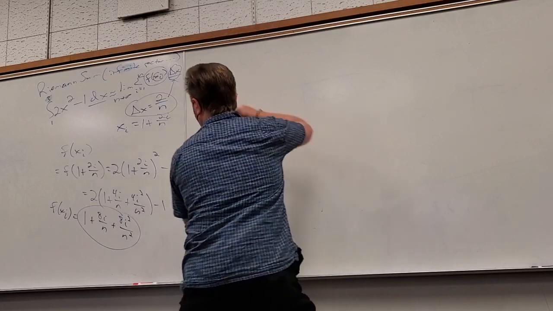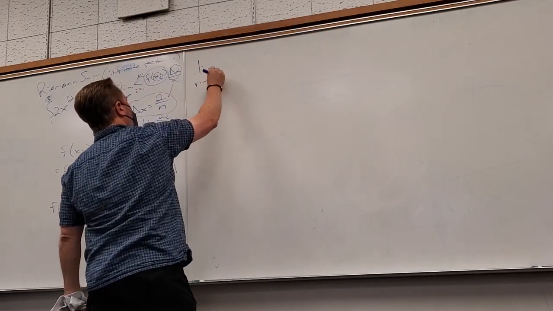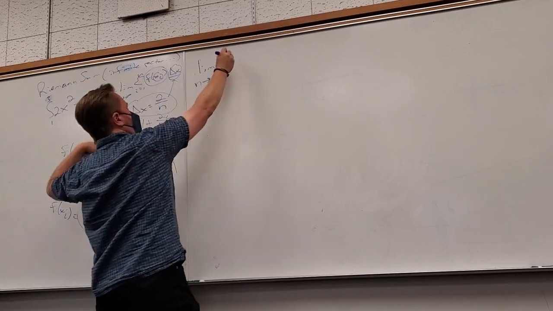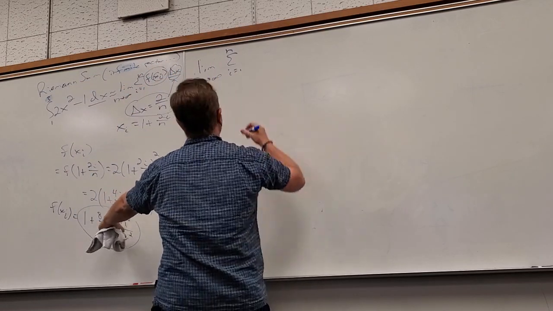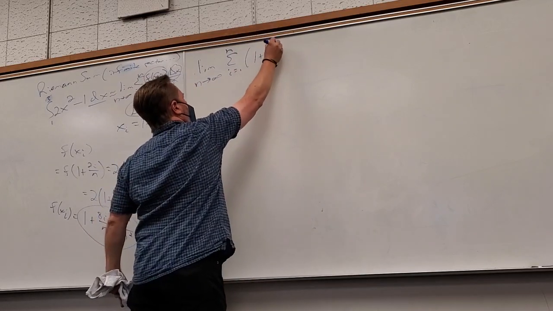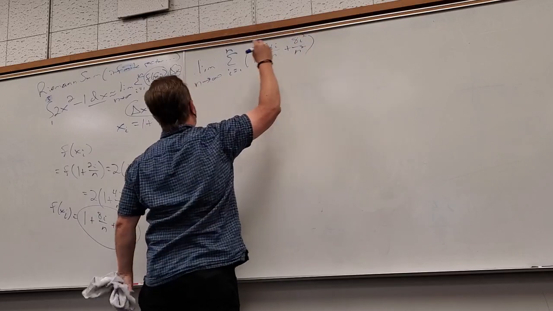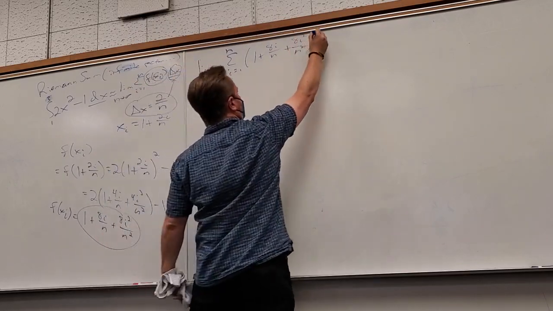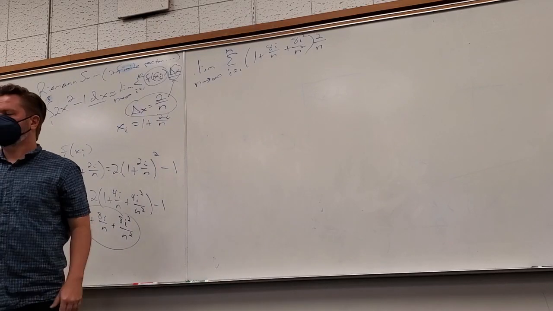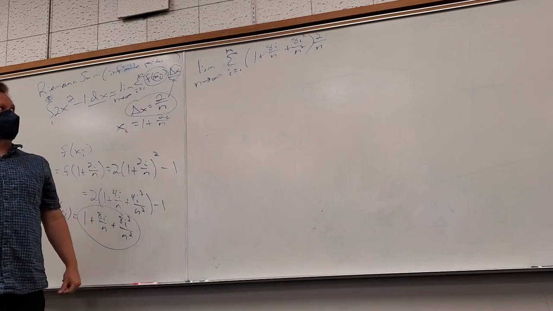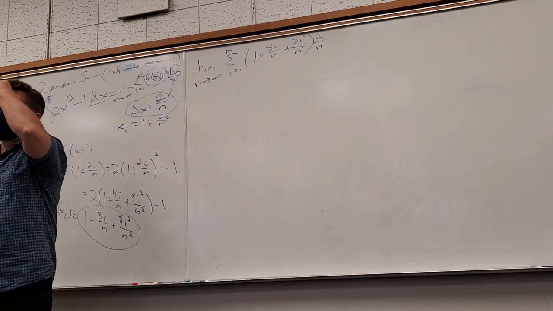So what will this look like now? This will be the limit as n goes to infinity. Add up all my rectangles. f of xi, and then times delta x. Last time I just gave myself an extra i. I thought that'd be cool. A little third i.